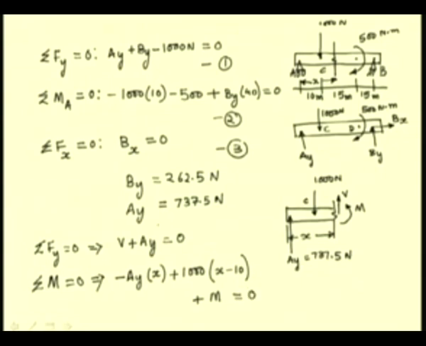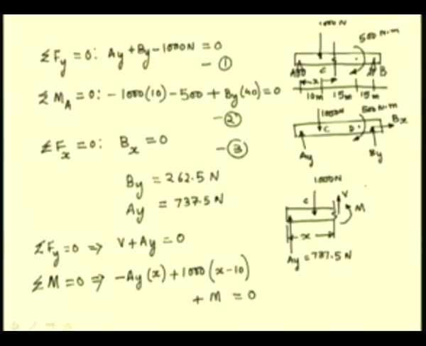Since we have already determined Ay, now we can find V as well as this M, and these two are the internal forces at this section. Similarly, we can consider any section along this beam and determine the shear force and bending moment at that section. Let us consider another example.